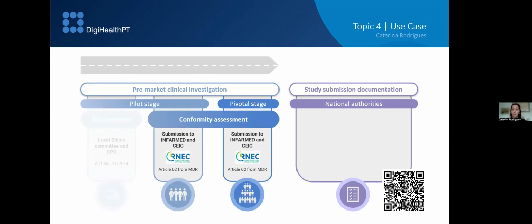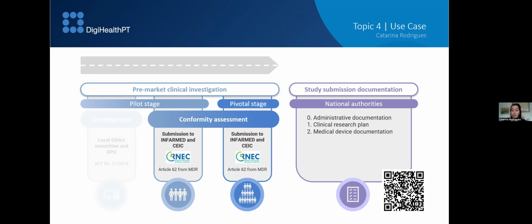Regarding the submission to the national authorities, if you scan this QR code, you will have access to the SEIC website, where you will find the checklist of documents that you need for the submission. And today I will go through all the folders that you need to upload. So first we have the administrative folder, in which we have to upload a cover letter for the study, a clinical research plan that is basically the study protocol, and also a synopsis.